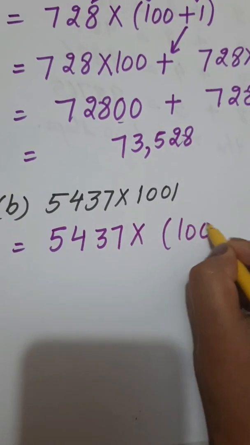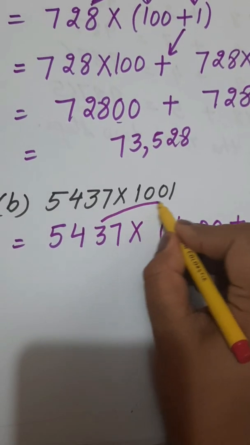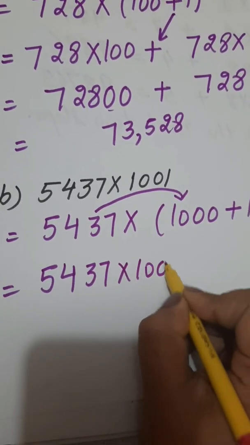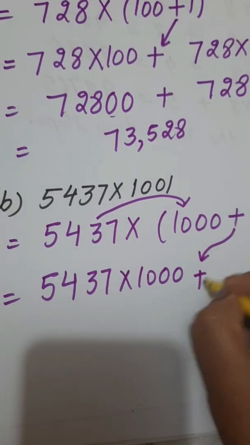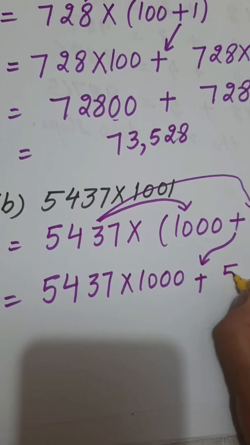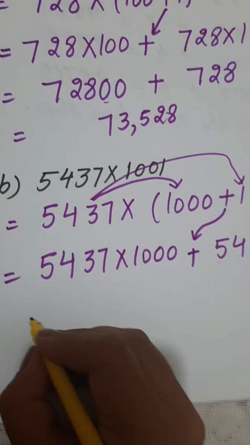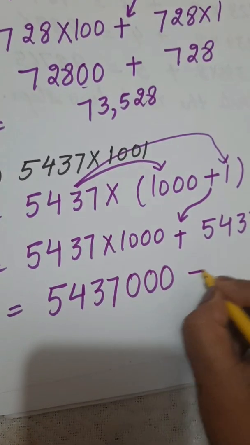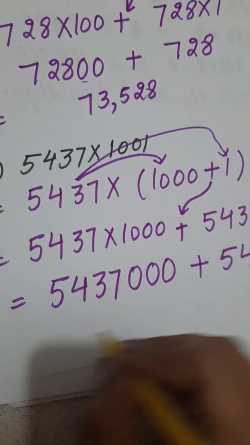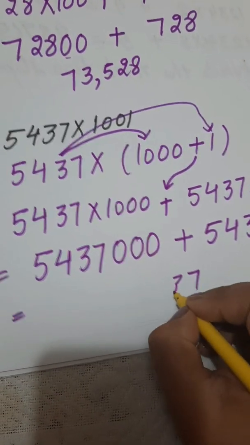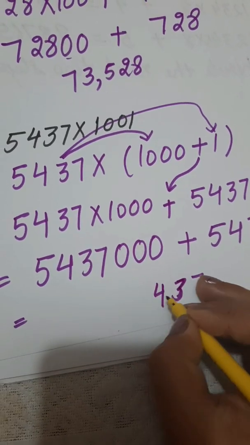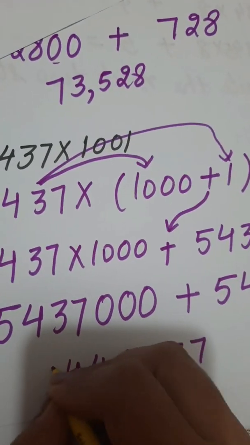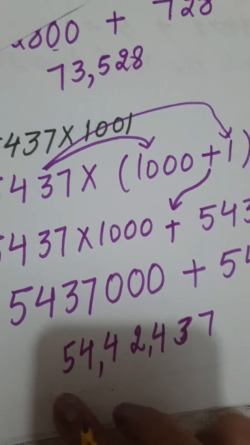For the B part, again write 5,437 multiplied by 1000 plus 1. Now multiply 5,437 by 1000, then plus 5,437 by 1. Firstly solve this: 5,437,000 plus 5,437. Now add both the numbers.